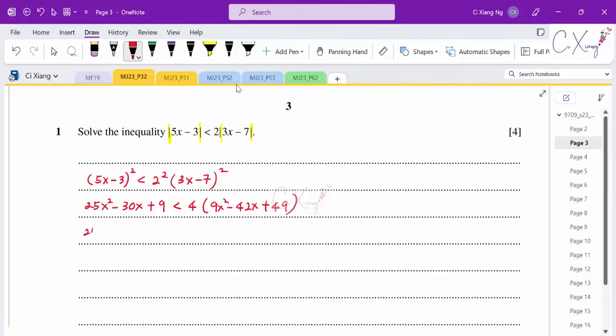Okay, then further simplify it. For the right hand side, I will have 36x squared, then minus 168x, then plus 196. Okay, then I'll try to move everything to one side, and thus I get the quadratic inequality.